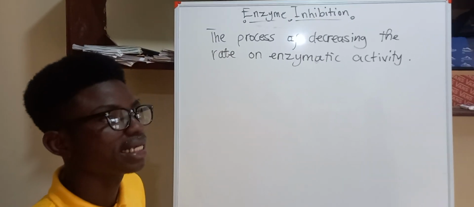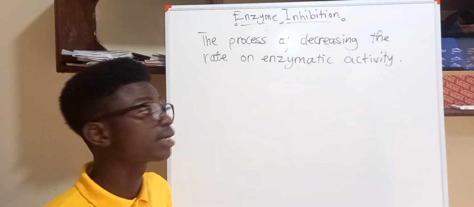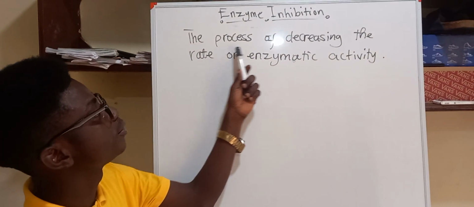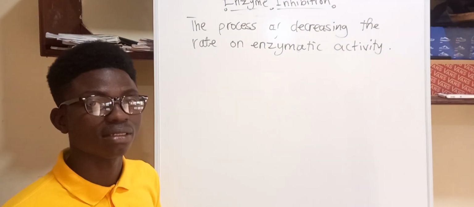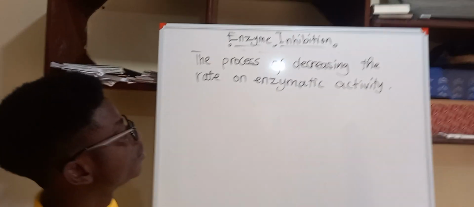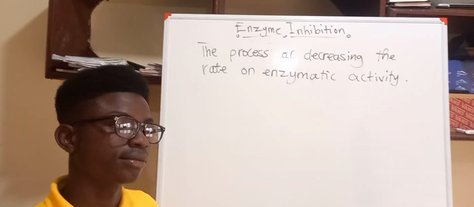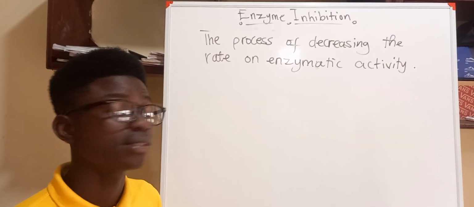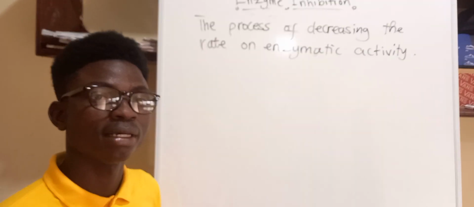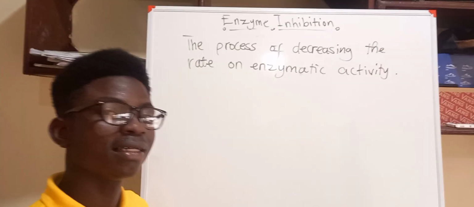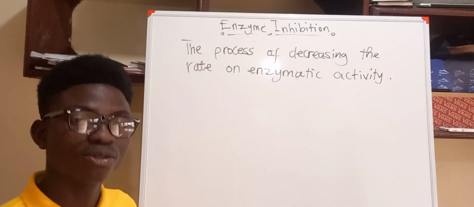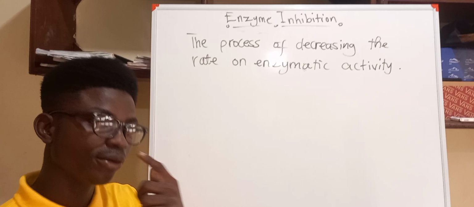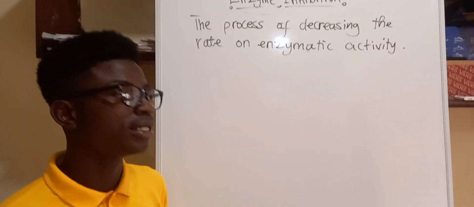Today we'll be looking at certain factors that inhibit or decrease the rate of this enzymatic activity, and that is our topic for today, enzyme inhibition. On the board, we said enzyme inhibition is the process of decreasing the rate of enzymatic activity. Basically, we have two types of enzymatic inhibition. But before that, you might be thinking that since enzymes are so important, inhibitors are not useful. As you proceed, you realize that some of them are very useful whilst others are not.